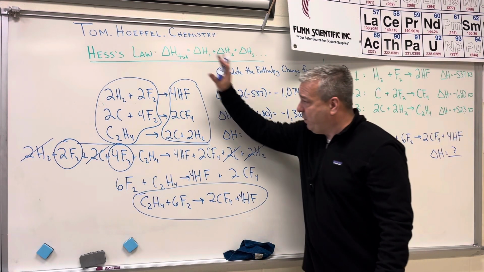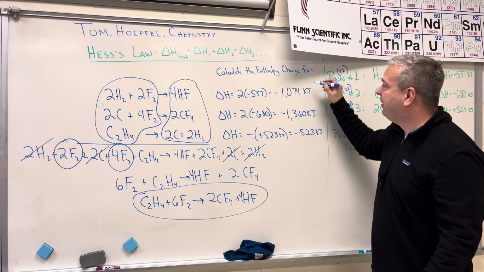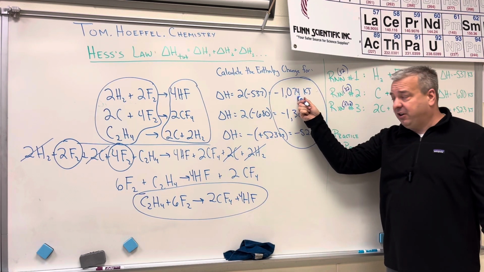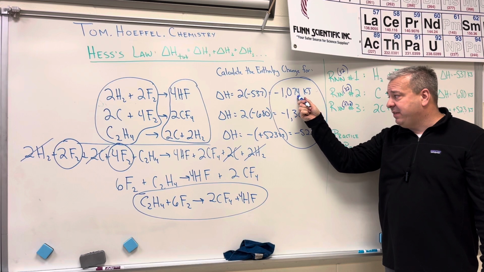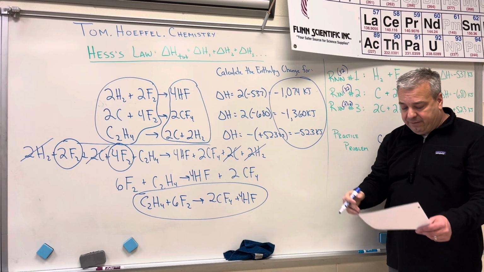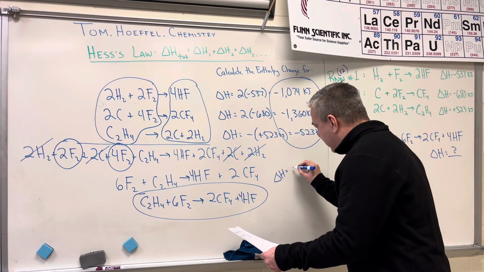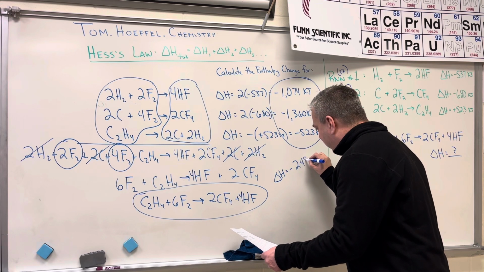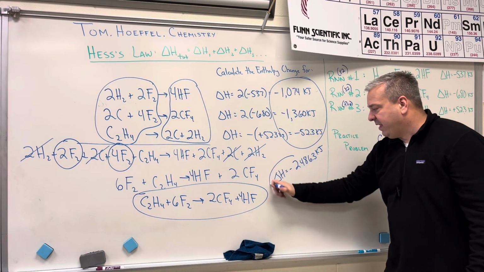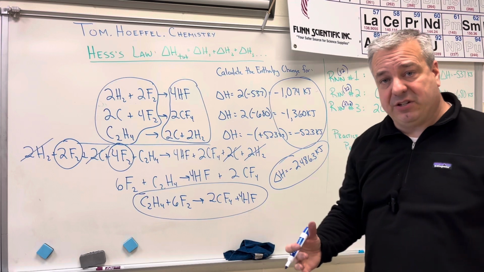So when I add the chemical reactions together, according to Hess's law, I have to add the enthalpies together. So in your calculator, you're going to add negative 1,074 with negative 1,360 with negative 52.3. And if you do that, you find out that this is a delta H of negative 2,486.3 kilojoules as an answer, okay?